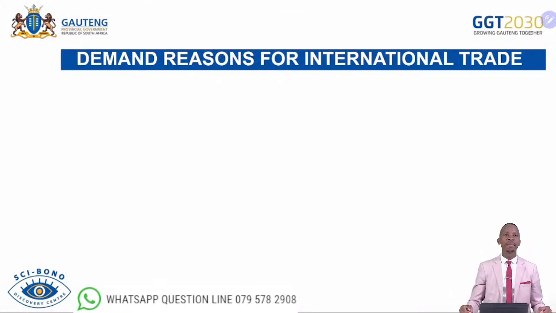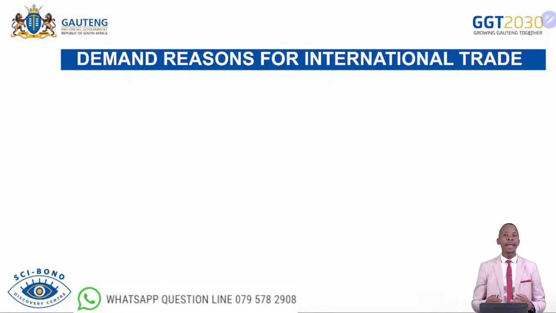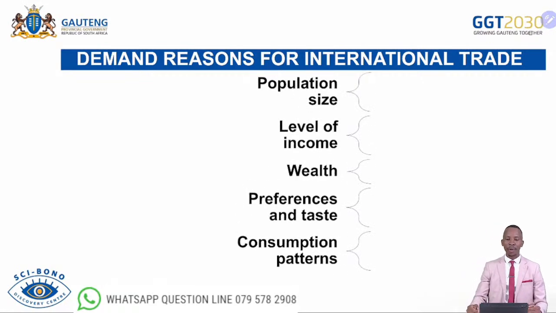So these are the demand reasons for international trade. If you come across this kind of topic, it's very simple. You need to understand why we are demanding goods that are produced by other countries. What might be a reason for us to demand those goods which are not produced by us but produced by other foreign countries? So we have the following listing: the population size.